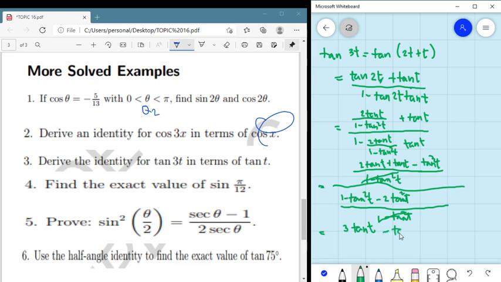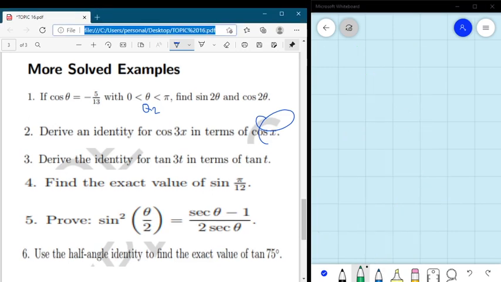minus tangent cubed T, all over 1 minus 3 tangent squared T. So, our answer is tangent 3T is equal to 3 tangent T minus tangent cubed T all over 1 minus 3 tangent squared T. That is number 4, sorry, number 3.